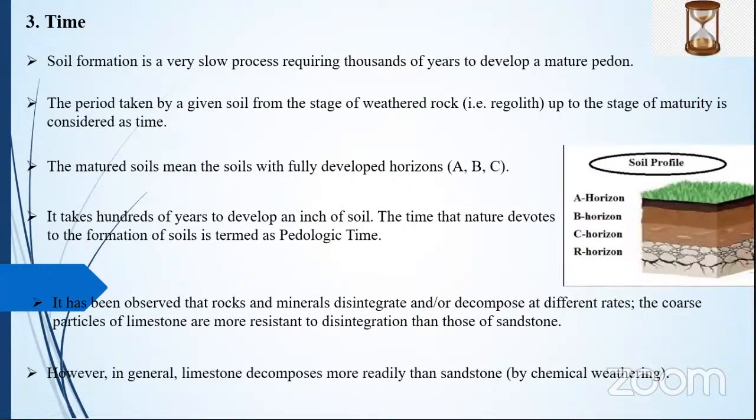And also the period taken by the given soil from a stage of weathered rock, that is regolith, up to the stage of matured soil or maturity, is called time. From weathered rock or regolith to matured soil, that is called the time. The matured soils remain in the sub-plateau. So what will happen with completely matured soils? It should have A, B, C horizons. If the soil is completely matured, it should have all these major horizons as shown in this image. Like A, B, C horizons should be present.